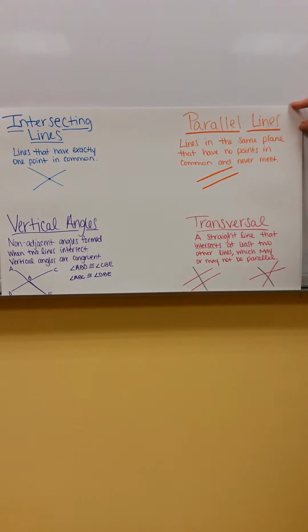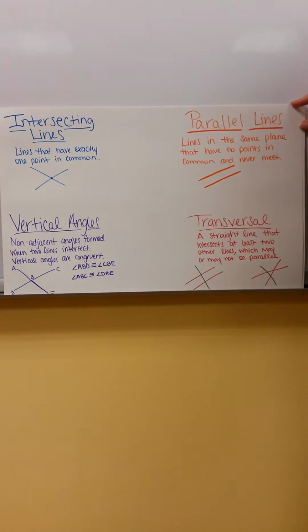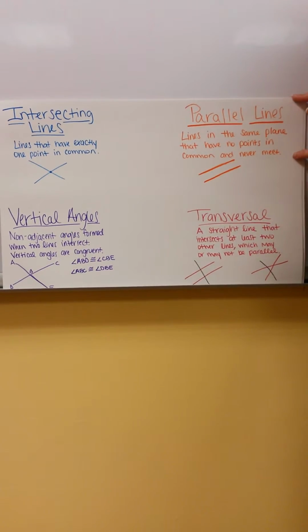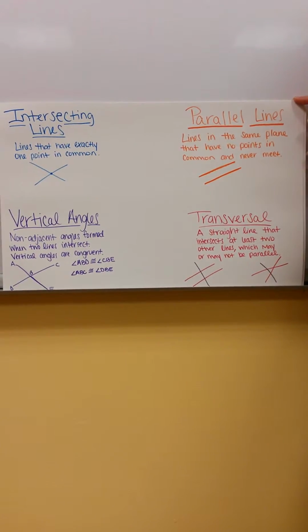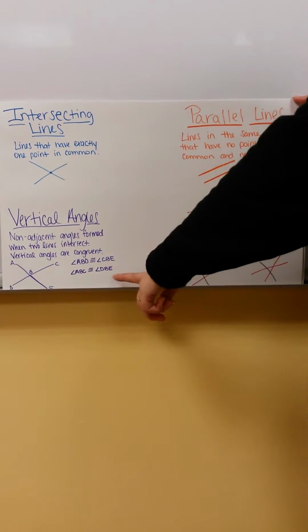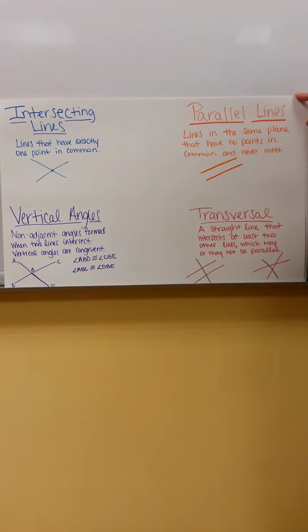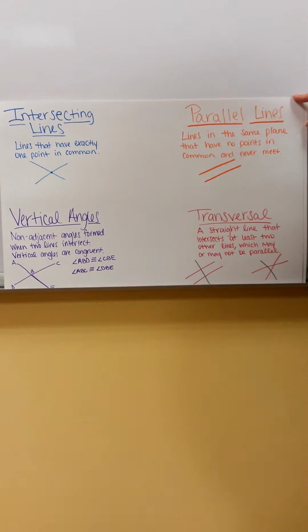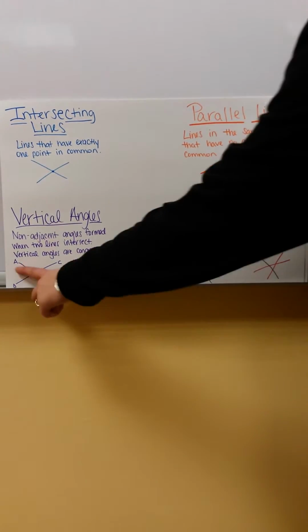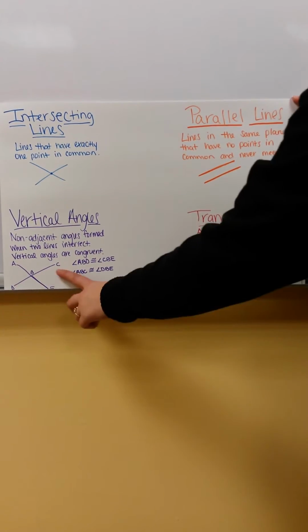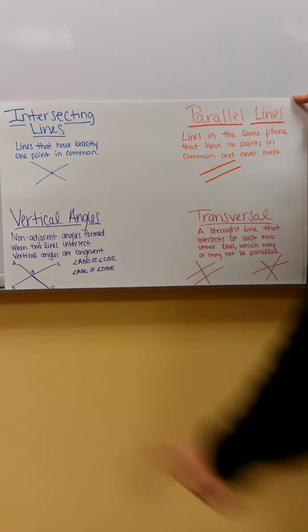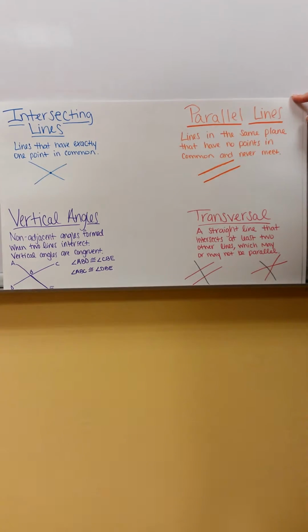Next we'll talk about lines. Intersecting lines are lines that have exactly one point in common. Parallel lines are lines that never touch. Vertical angles are non-adjacent angles formed when two lines intersect, and the vertical angles are congruent. As you can see here, angle ABD is congruent to CBE, and angle ABC is congruent to DBE.